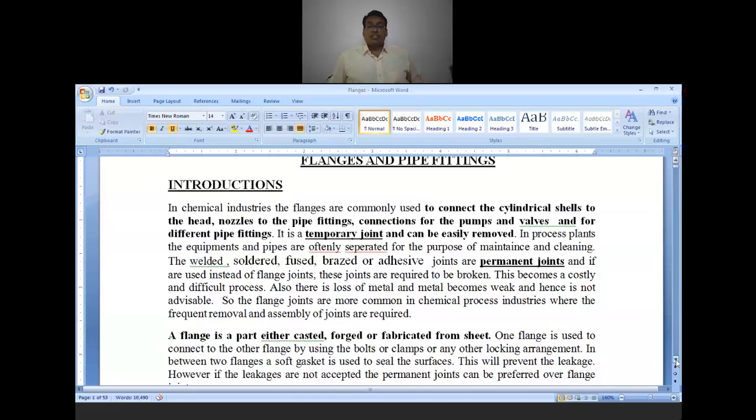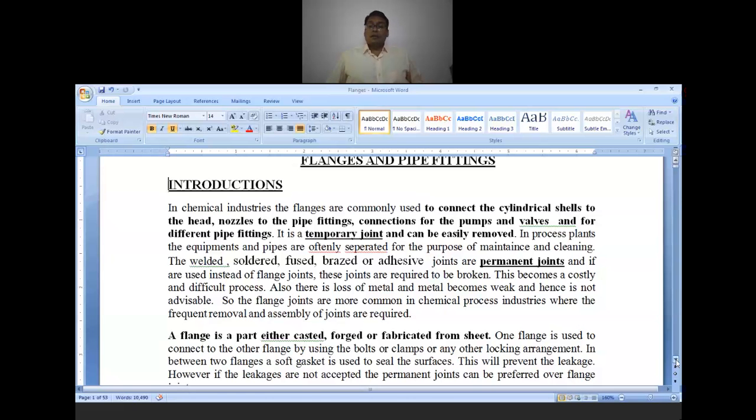If it is a temporary joint, it can be easily removed. It is often easy for maintenance, and these flanges are temporary joints. However, permanent joints are also there. They can be welded, soldered, fused, brazed, or there are certain adhesive joints.